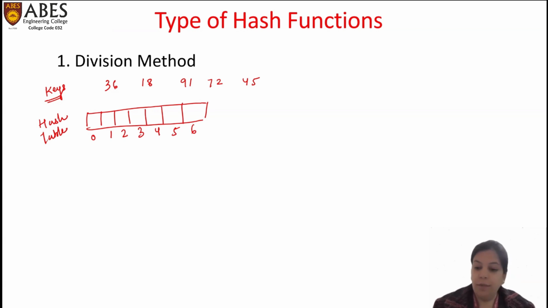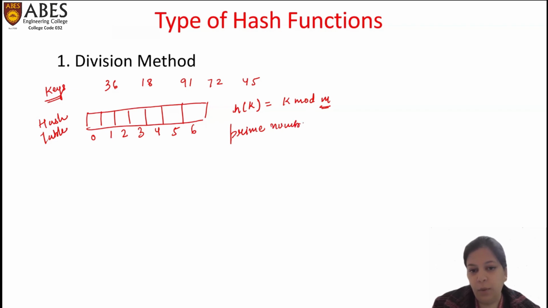Now, in the division method, the value that we get after applying the hash function is given by k mod m, where m is the table size, hash table size, which is usually taken as a prime number. Like here we have taken the size of the table as 7, which is a prime number, to avoid the collisions. We will discuss what collisions are in later videos. And k is the key, that is the input we are getting.